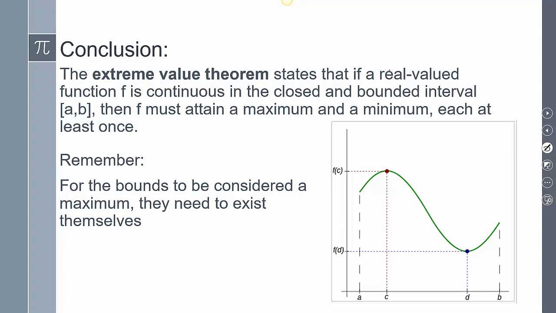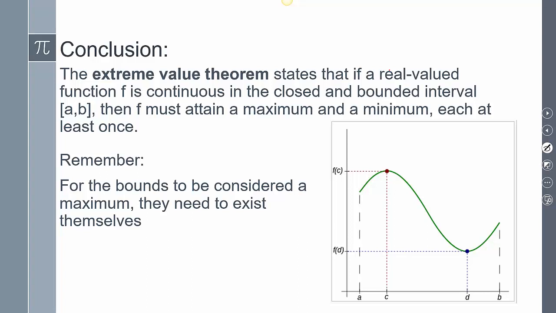Now let's conclude this lesson. The extreme value theorem states that if a real valued function f is continuous in the closed and bounded interval [a, b], then f must attain a maximum and a minimum at least once. If you remember in those examples, in that closed bounded interval, there was a maximum and there was a minimum. On the examples in which there wasn't a closed bounded interval, we couldn't find either the maximum or the minimum.